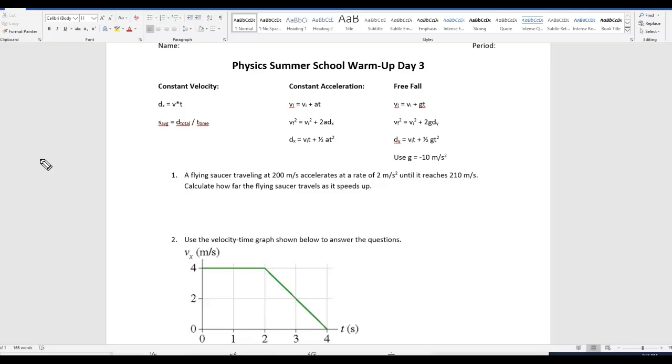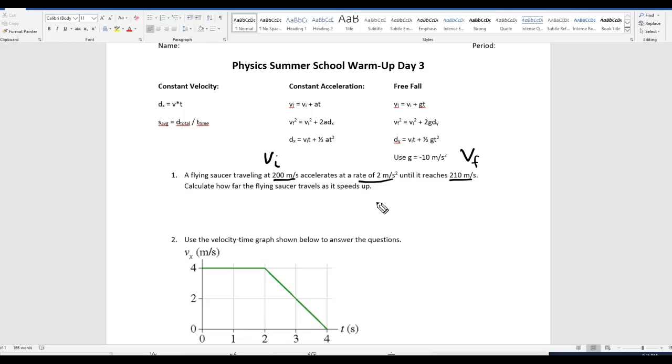Okay, so let's enter this question. Flying saucer traveling at 200 meters per second. So meters per second, this is a velocity, and this is actually going to be my initial velocity because that's how fast the flying saucer is traveling at the beginning of the problem. Okay, that just comes first in the problem, and plus it tells me it's going to speed up and eventually reach 210 meters per second, so that's going to be the final velocity right there. Now the acceleration is here.